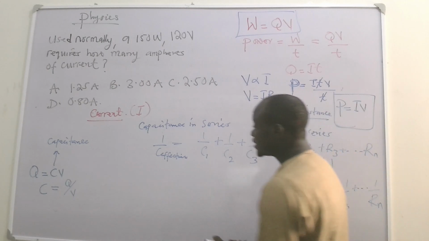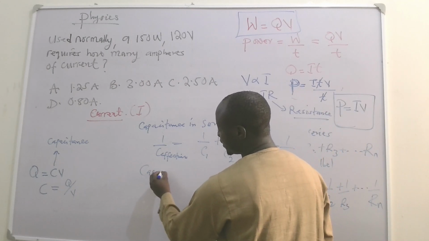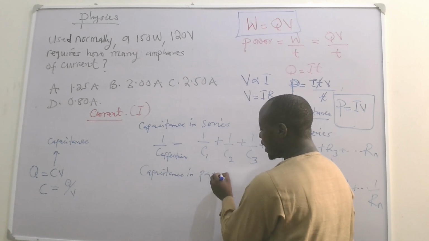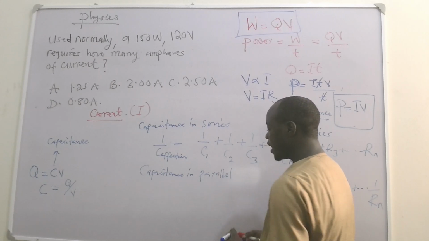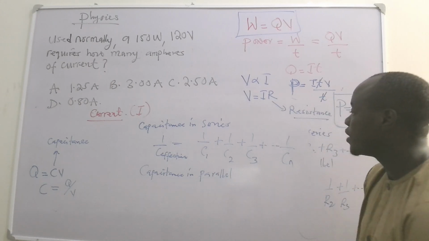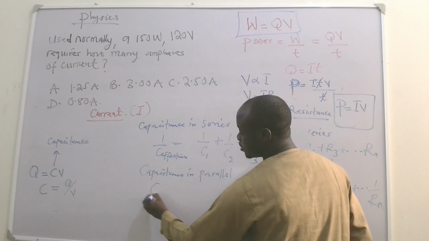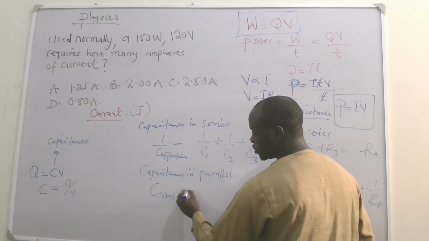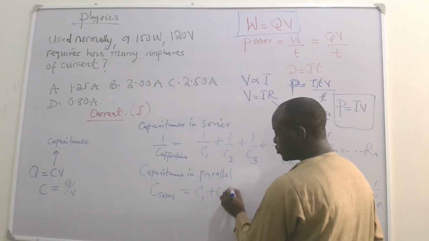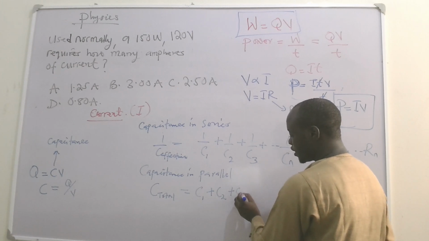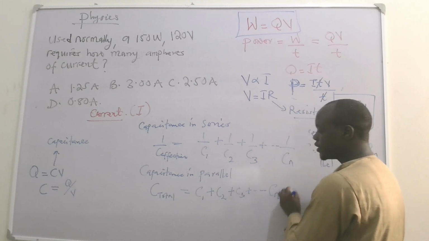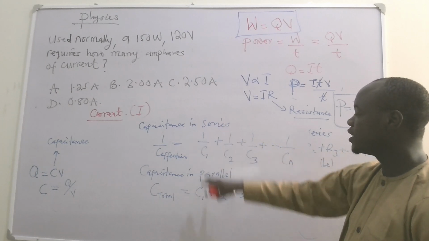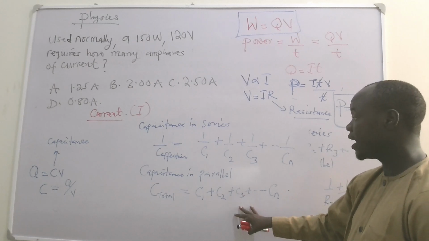And we also have capacitance in parallel. So how do you calculate the capacitance in parallel? C total or C effective is equal to C1 plus C2 plus C3 plus up to Cn, depending on the number of the capacitors. So this is capacitance in series and this is capacitance in parallel.